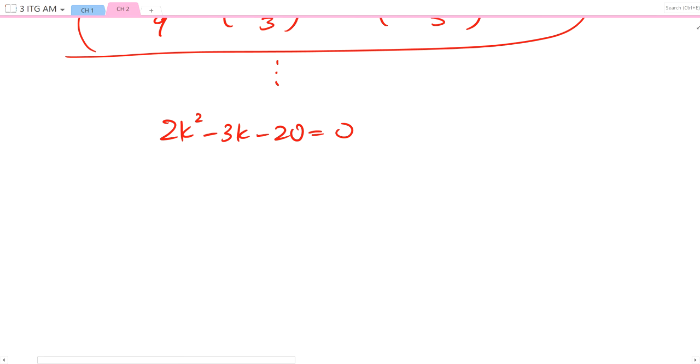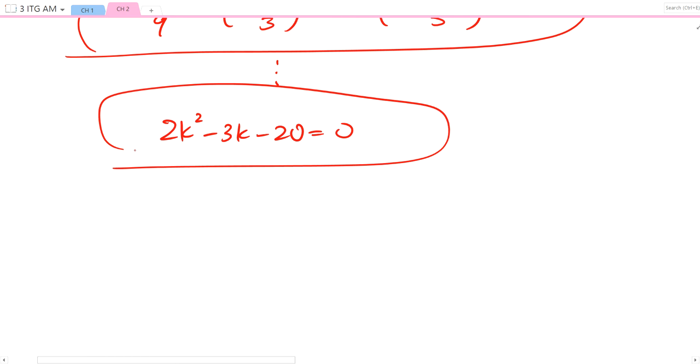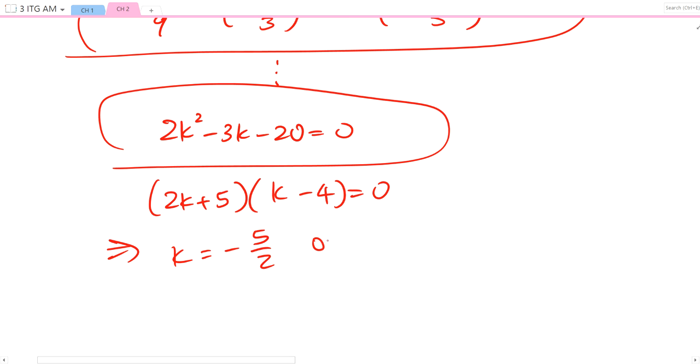So when we arrive at this, it is another quadratic equation which you can solve using factorization, completing the square or quadratic formula. In this case, we are able to factorize it to become 2k plus 5 multiplied by k minus 4 equals 0. And we see that k is equal to negative 5 over 2 or 4.